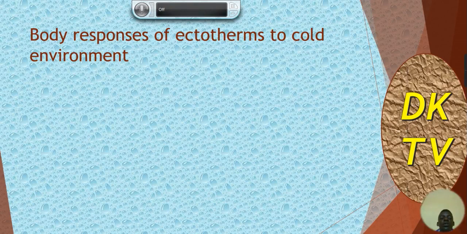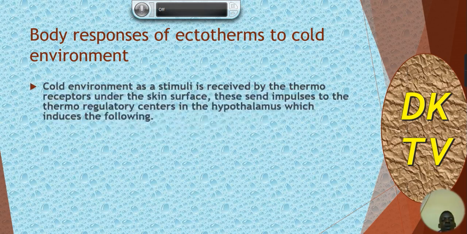Revision today, question number 1 says to explain the body responses of ectotherms to cold environment. 1. Cold environment as a stimulus is received by thermoreceptors under the skin. These send impulses to thermoregulatory centers in the hypothalamus, which induces the following. Impulses reach that part of the hypothalamus, where signals are received and different signals originate when they are being sent to effector organs.